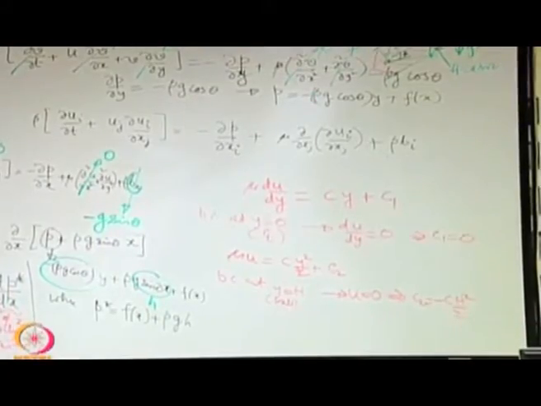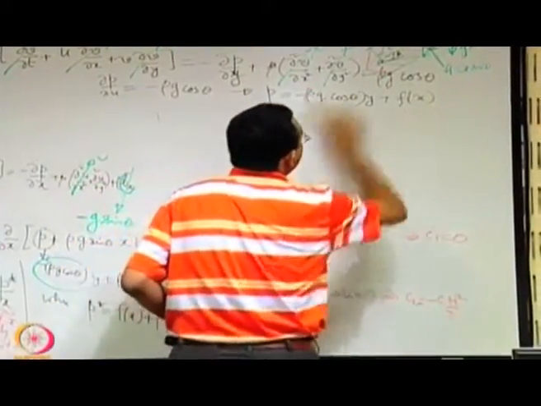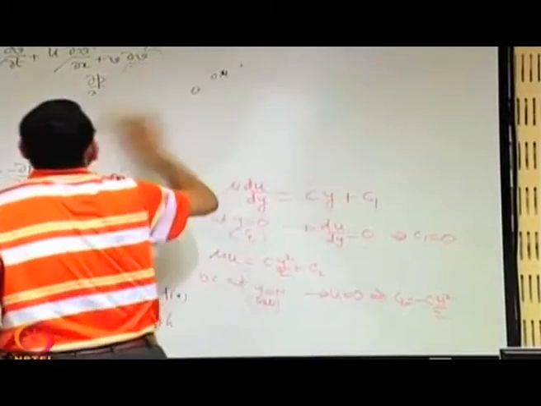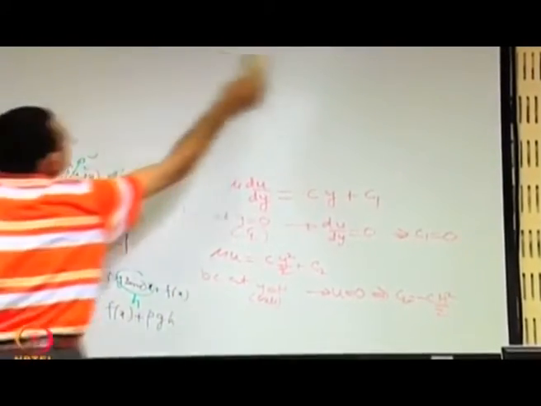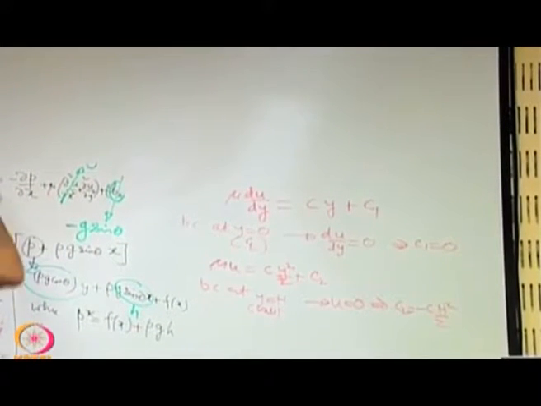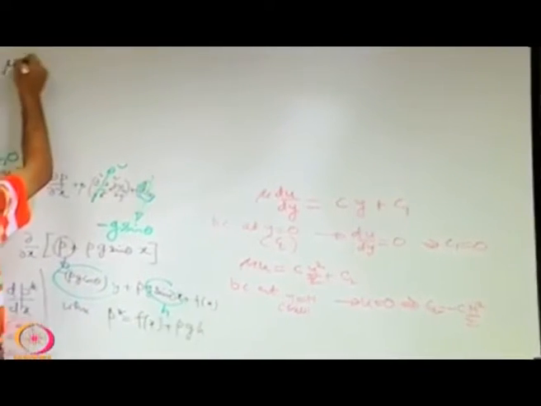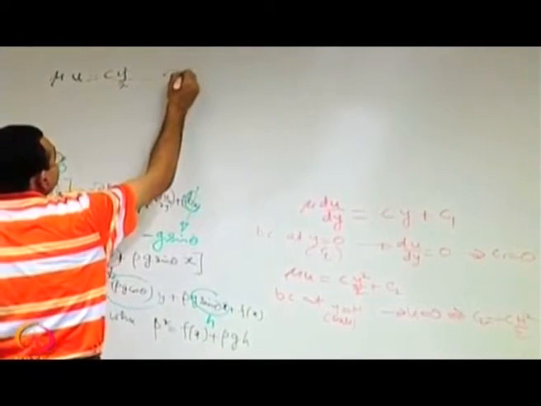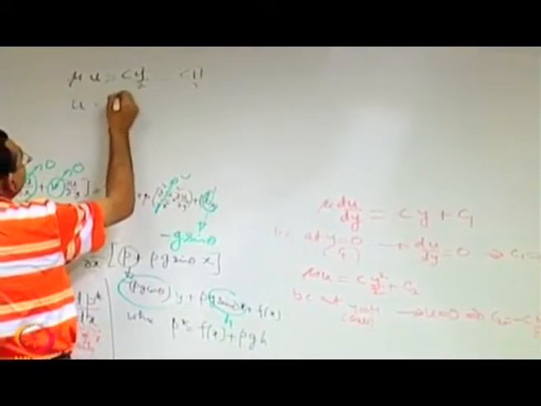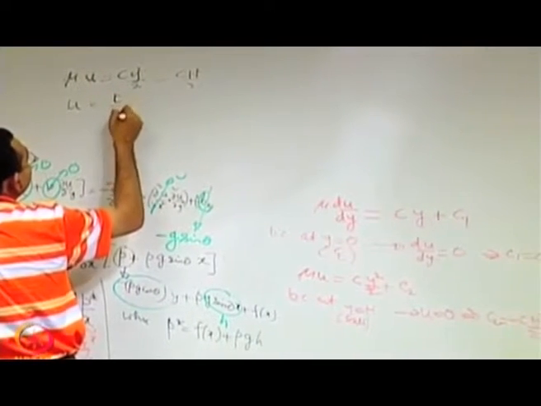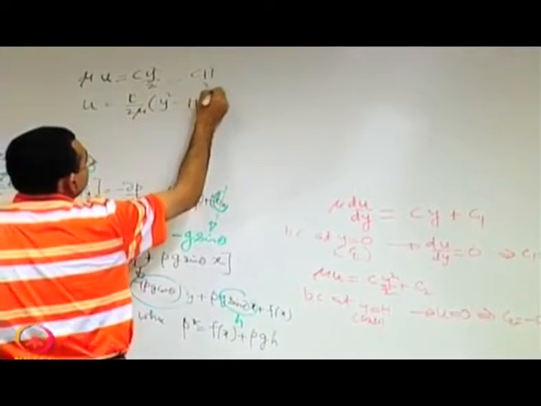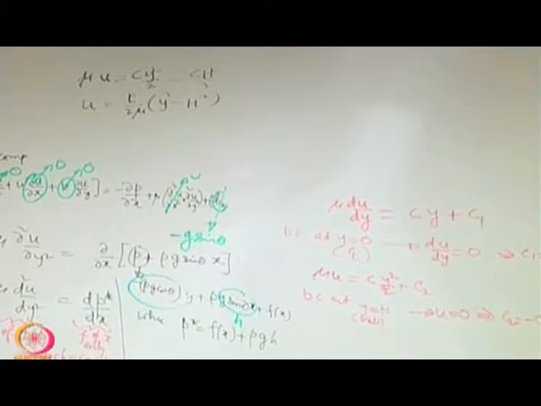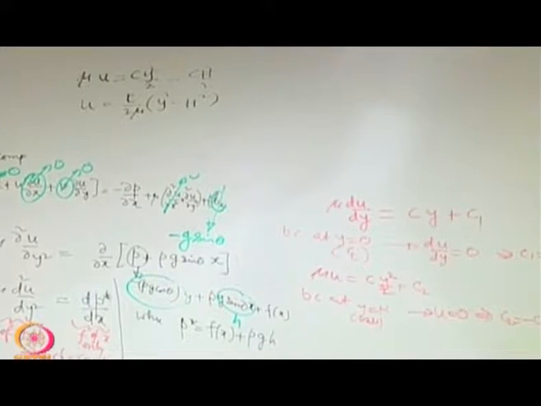So we have got a form of the velocity profile, and let us write that form. So what is the form? Mu u is equal to c y square by 2 minus ch square by 2. So u is equal to c by 2 mu into y square minus h square. See, it is symmetrical with respect to y equal to 0. So a positive y and negative y has no consequence because it is y square.